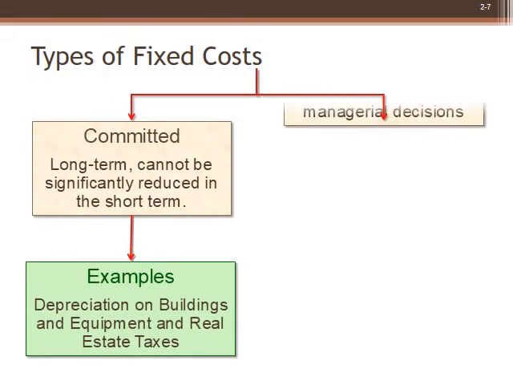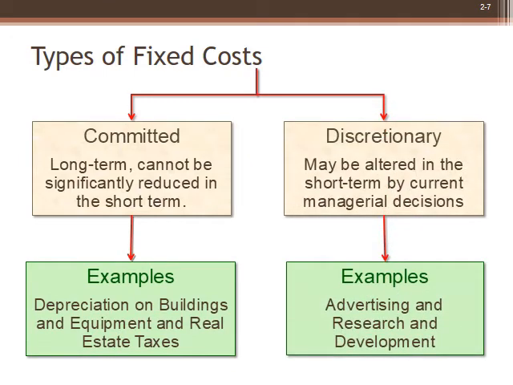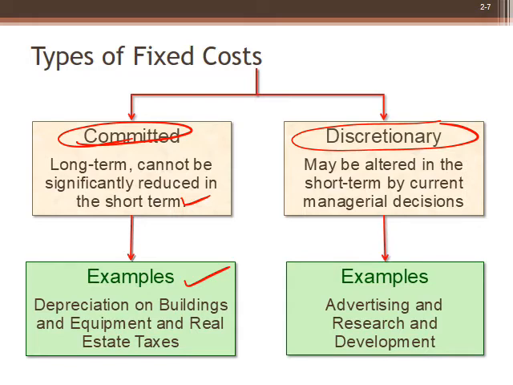Okay, now types of fixed cost. One type of fixed cost is called committed fixed cost, and the other type is called discretionary fixed cost. The committed fixed costs are long-term fixed costs that cannot be significantly reduced in the short term. For example, depreciation on buildings and equipment and real estate taxes.